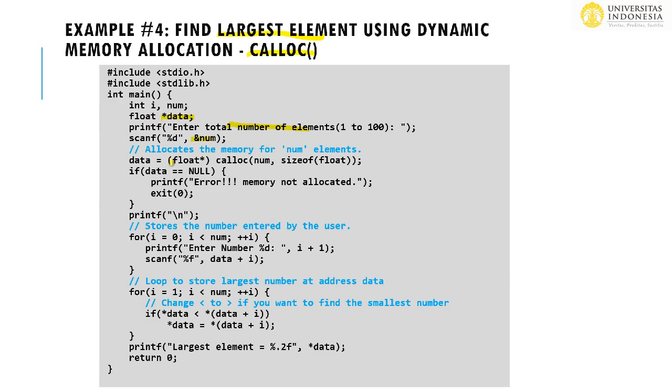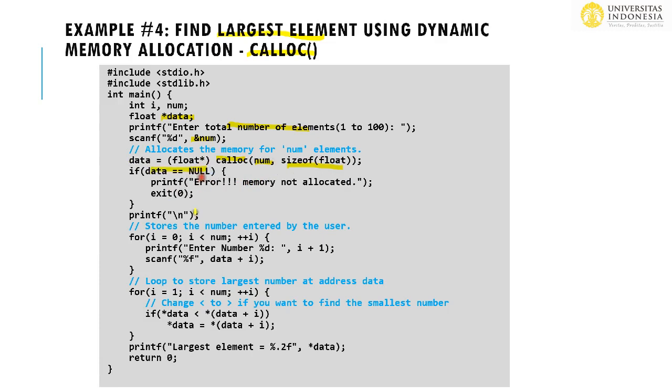a pointer of data. It is a type of float, because your data will be a float of size, because maybe the user wants to store the largest data in float format. And because the data itself is a float, if you calloc it using num and size of float, then the compiler will allocate the memory for num elements.